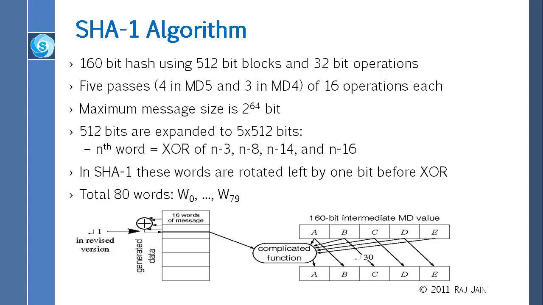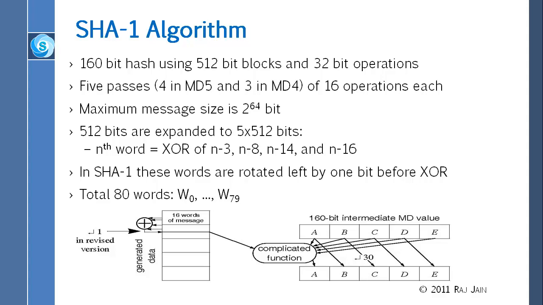They're just shifting the words, except that the first word is changed. The first word is some complicated function of A, B, C, D, E. So this word changes. Then next time this will shift, and a new word will come in. Then it will shift, and a new word will come in. Right? And you do this 80 times. All right. So that is SHA-1.